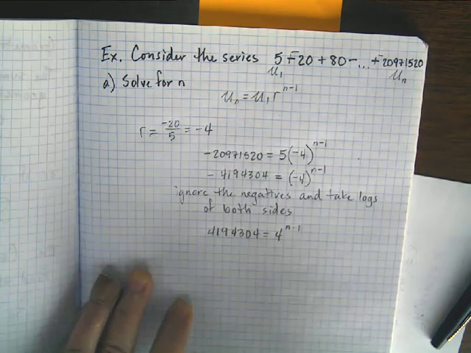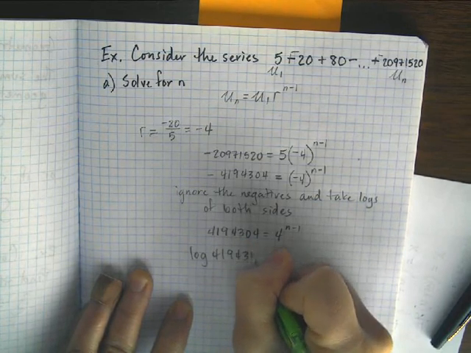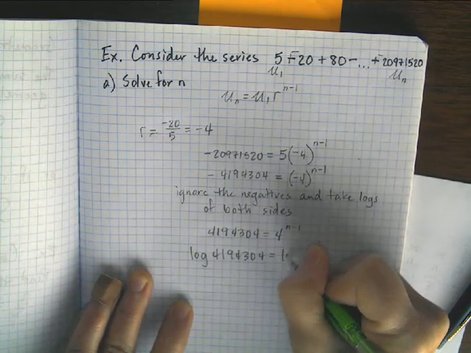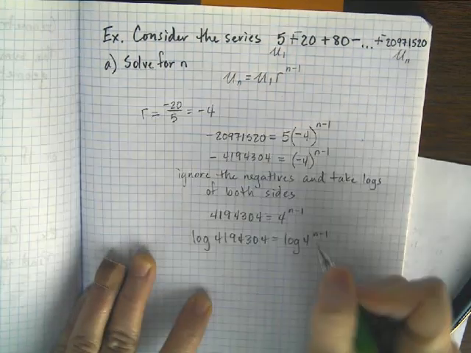Now I'm going to take the log of both sides, because if you do something on one side of an equation, as long as you do it to the other side, you're all good. Now I'm going to use my power rule. I'm going to bring that n minus 1 down front.